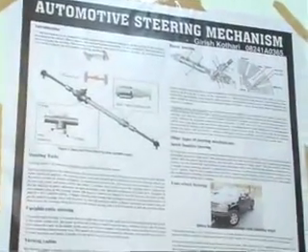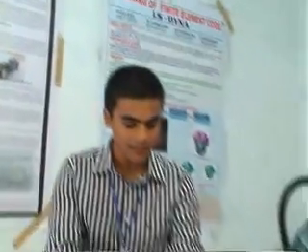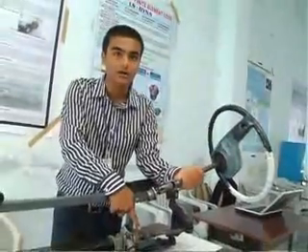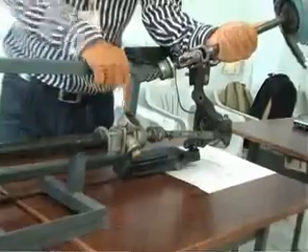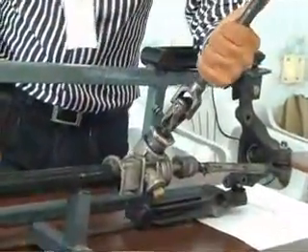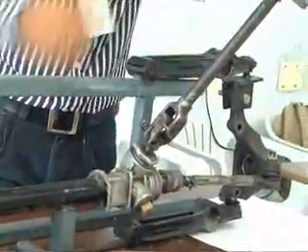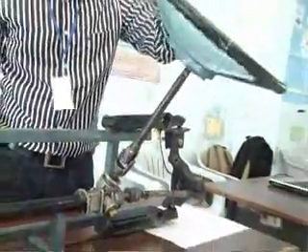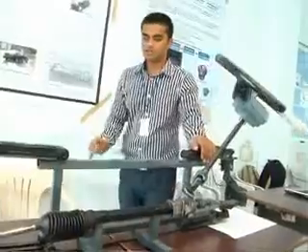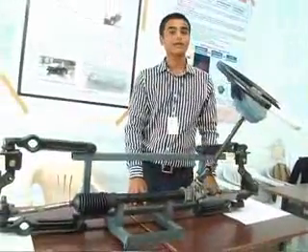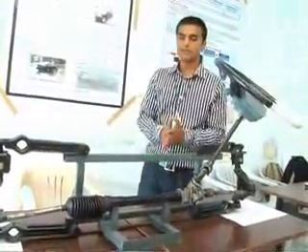This is the pinion which is used, and this lever is called the rack. Both have gears on it. This has dual gears and this has normal gears. When these gears mesh with one another, this gives us the rotational motion of the steering and the linear movement of the rack.